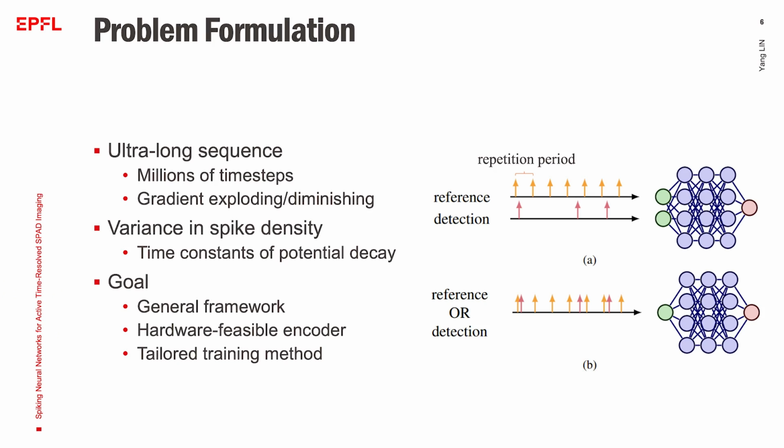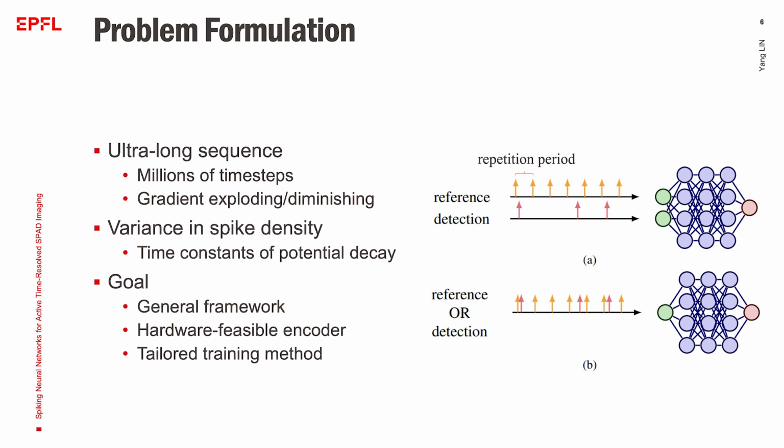However, there are a lot of challenges using SNNs for SPADs. SNNs themselves are notorious for the difficulty of training, and there are challenges for SPAD signal processing as well. The figure on the right shows two straightforward ways to use SNNs for SPADs. We can take the reference and detection, or the sum of them, as input directly. One problem here is that you can see a lot of blank repetition periods where there is no detection signal.